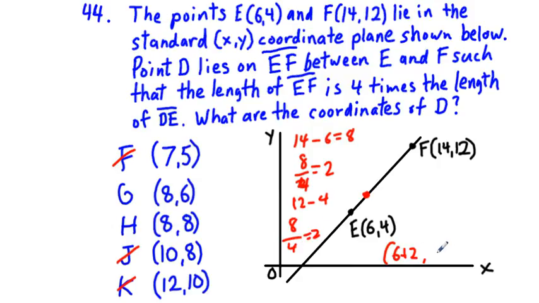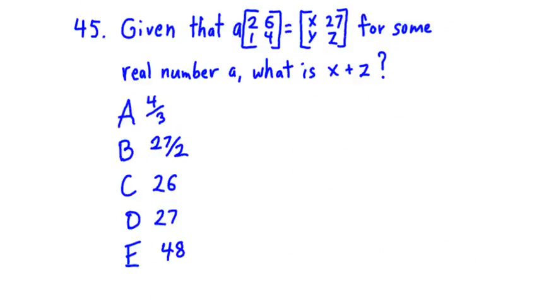So we have to add 2 to the x value, yeah, it would be 6 plus 2. There we go. And for the y value, we have to take 4 plus 2. So we end up with 8 comma 6, which is answer choice G. Should be a pretty easy one.